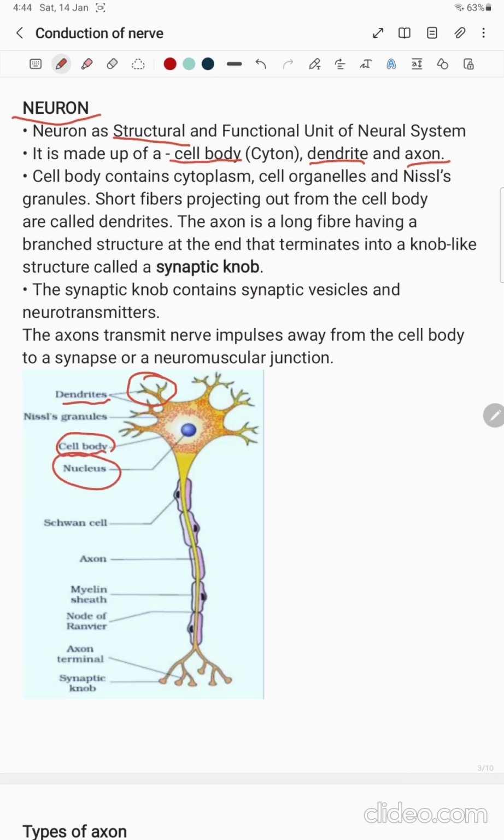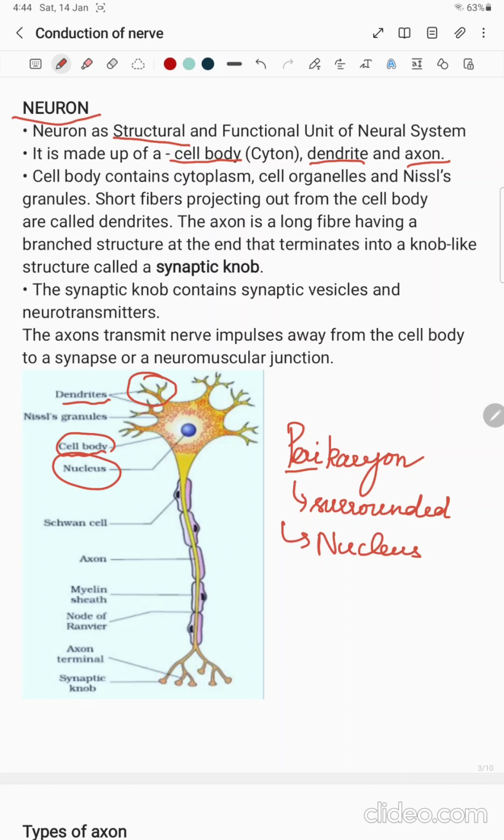The cell body is otherwise called by two important words. One is perikaryon. Peri means surrounded, and karyon means nucleus, so it is surrounding the nucleus. That is why the cell body is otherwise called perikaryon and even cyton.